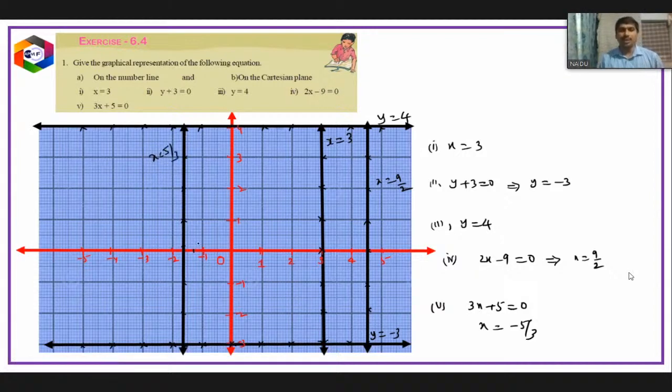So these are the different lines which we represented on the Cartesian plane. Because of representing on the Cartesian plane, it has infinitely many solutions, and a few solutions that we have in it.